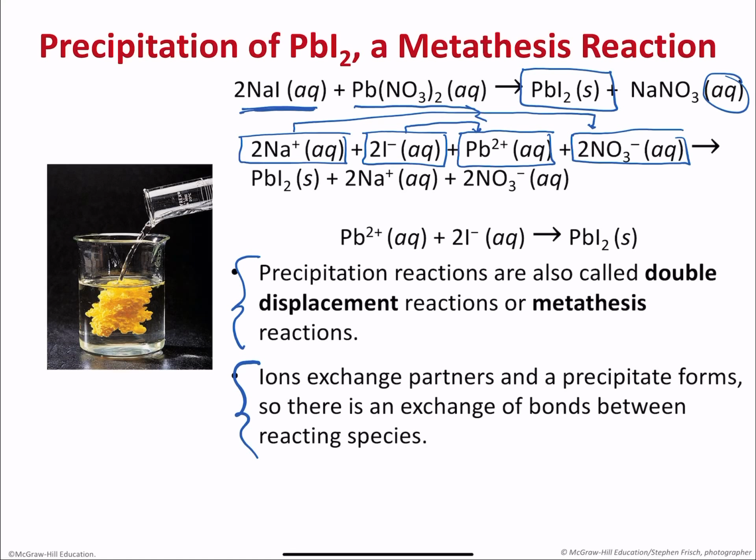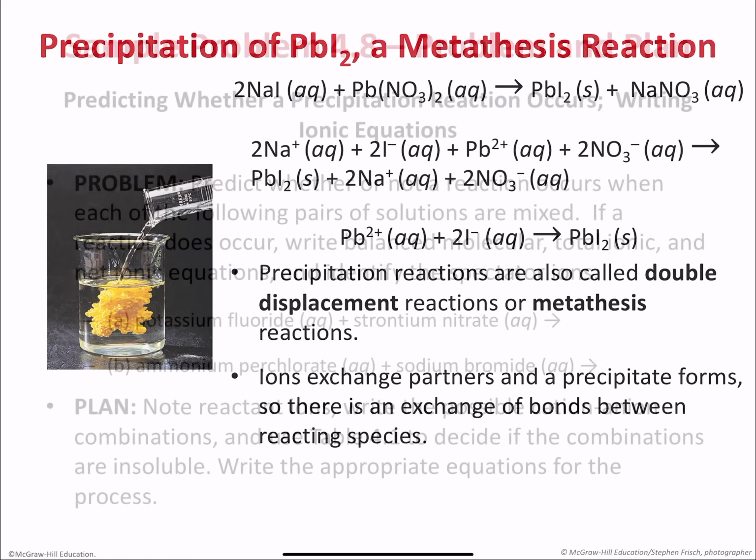So again, in the precipitation reaction, an insoluble ionic compound forms when solutions of 2 soluble ones are mixed. The electrostatic attraction between certain pairs of solvated ions is strong enough to overcome the attraction of each ion for the water molecules. So there we go.